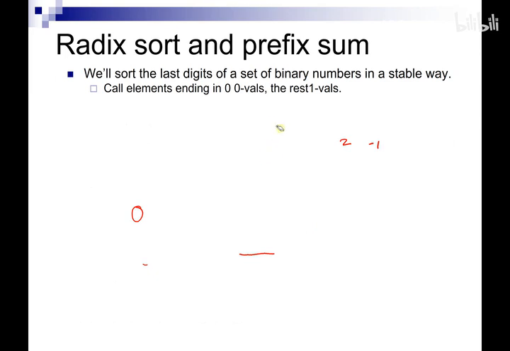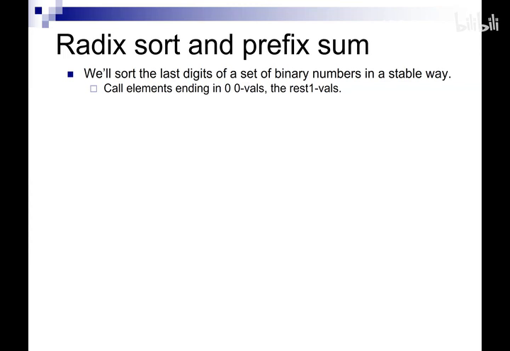Now we'll talk about how to implement radix sort in parallel. It turns out that we're going to make use of the parallel prefix sum operation. Remember from a few lectures ago, we talked about a number of applications for prefix sum. This is yet another application for prefix sum, which is to do very efficient radix sort.